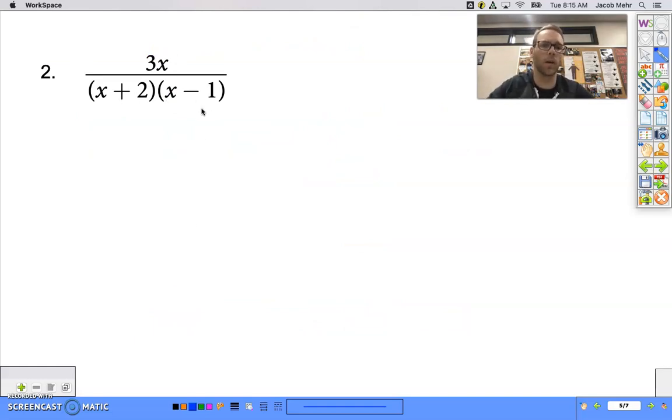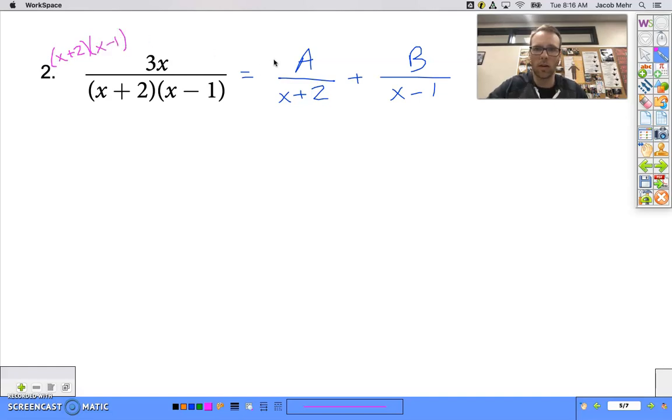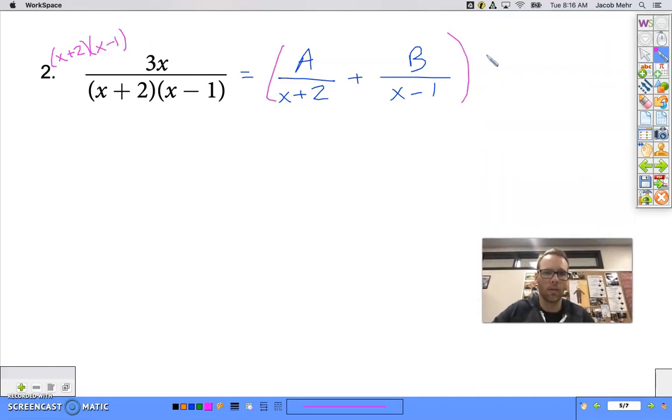3x over x plus 2 times x minus 1. Well, the first thing I said is that we have to factor the denominator. This one is already factored, so we're one step ahead of the game. Now we're going to split it into the two different fractions, one with a denominator of x plus 2, one with a denominator of x minus 1. Now, we don't know what the numerators are. Let's call them A and B. So, what's my next step after I write that? Well, we want to clear out the denominators. We want just as simple an equation as we can with no denominators. So we're going to multiply by x plus 2, x minus 1 on both the left and the right.